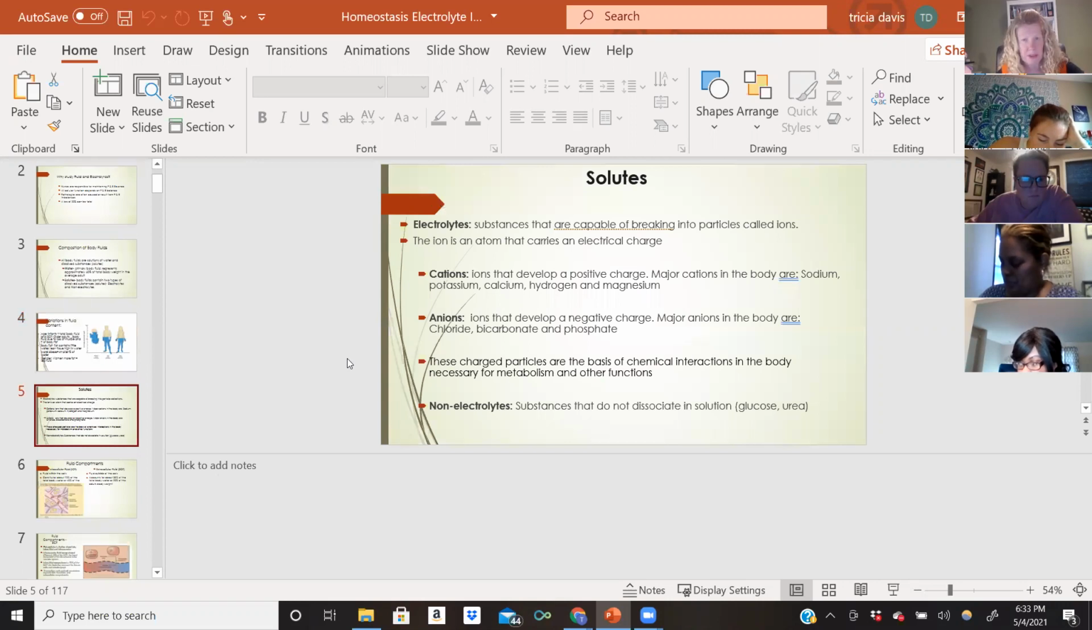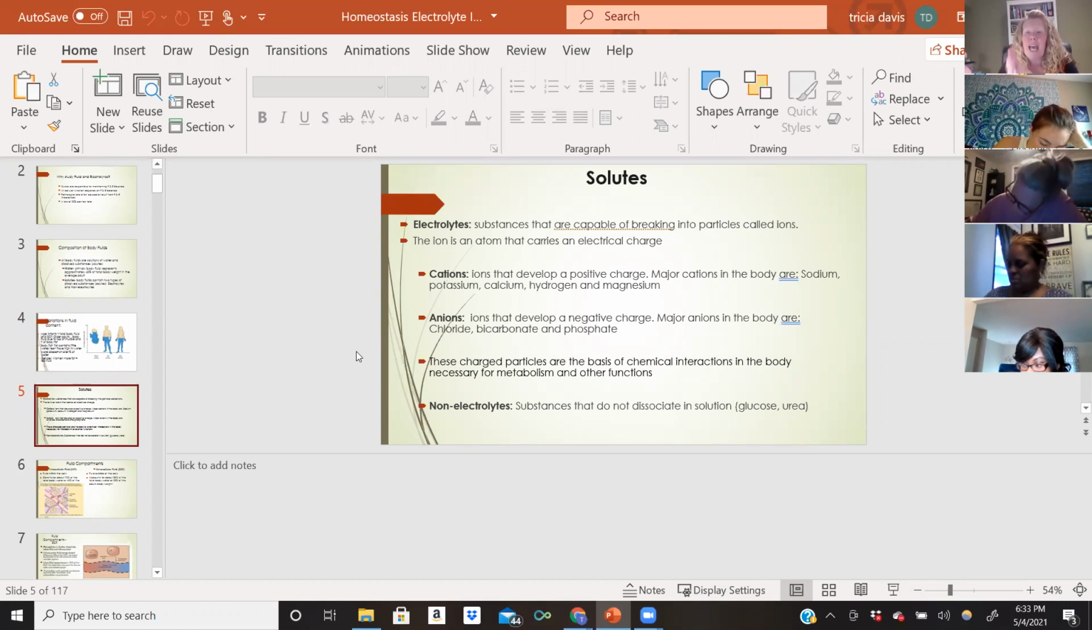So, solutes. Electrolytes are substances that are capable of breaking into particles. When they break into particles, they're called ions, okay? An ion is an atom that carries an electrical charge. Cations are ions that develop a positive charge. Anions are ions that develop a negative charge.